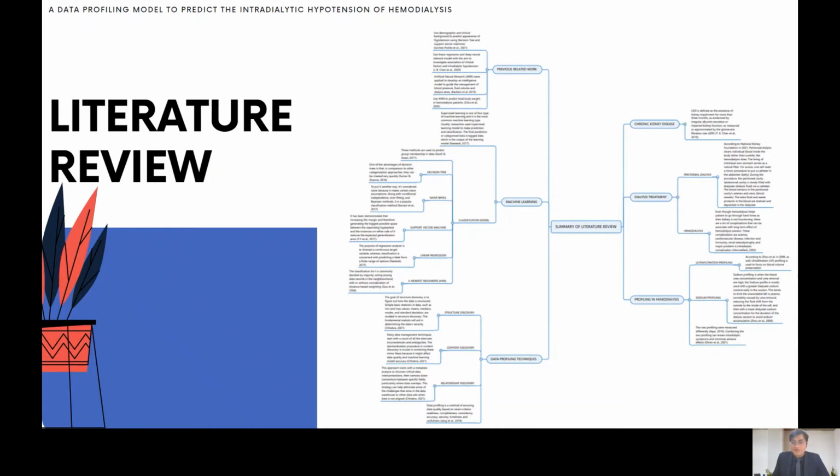Next is the literature review. As a summary, the literature review has 6 main components: first is chronic kidney disease, second is dialysis treatment, next is profiling in hemodialysis, next is data profiling techniques, next is machine learning, and last but not least, previous related work.